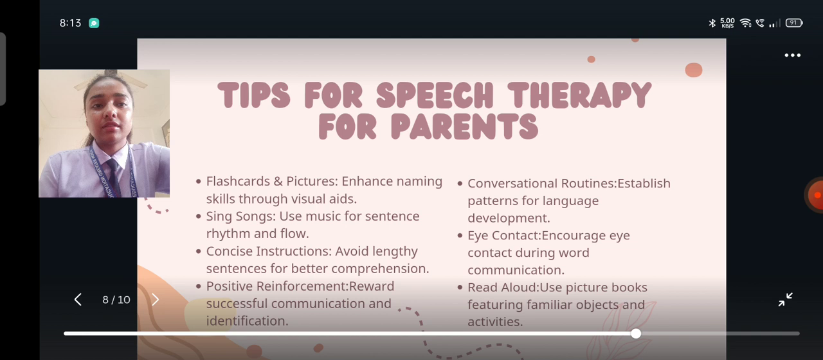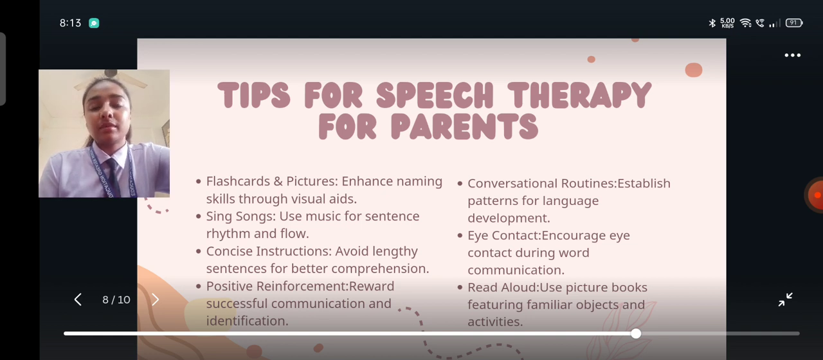Concise instructions. Avoid lengthy sentences for better comprehension of the children. We can use short sentences rather than long and lengthy sentences. We should provide positive reinforcement to the children so that they will improve their communication skill and they will go beyond their comfort level. Next is conversational routines.